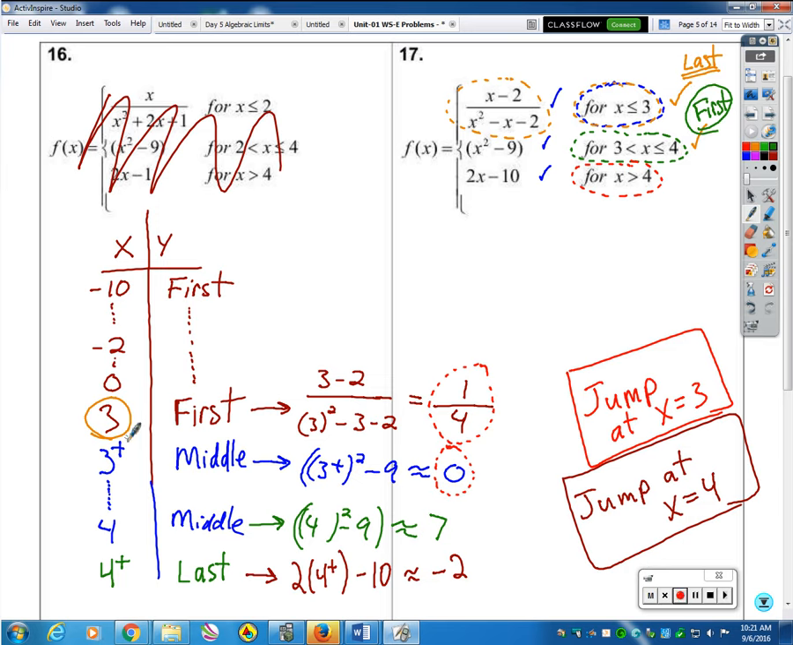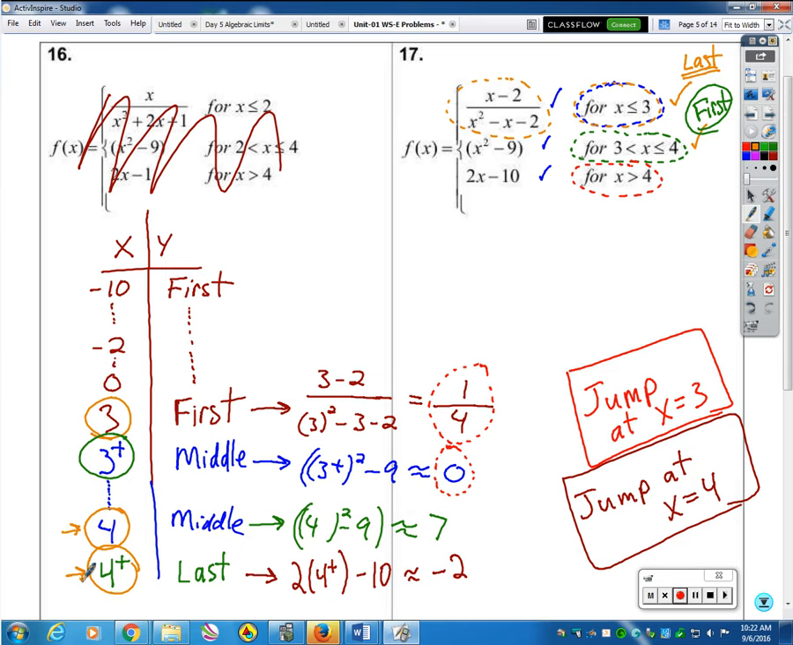To compare them: if the jump's going to occur, it's going to occur between the last x that went in the first formula and the first x that goes in the middle formula. And then you choose the last x from the middle formula. Perfect. And then I choose the first x for the last formula. That makes sense.